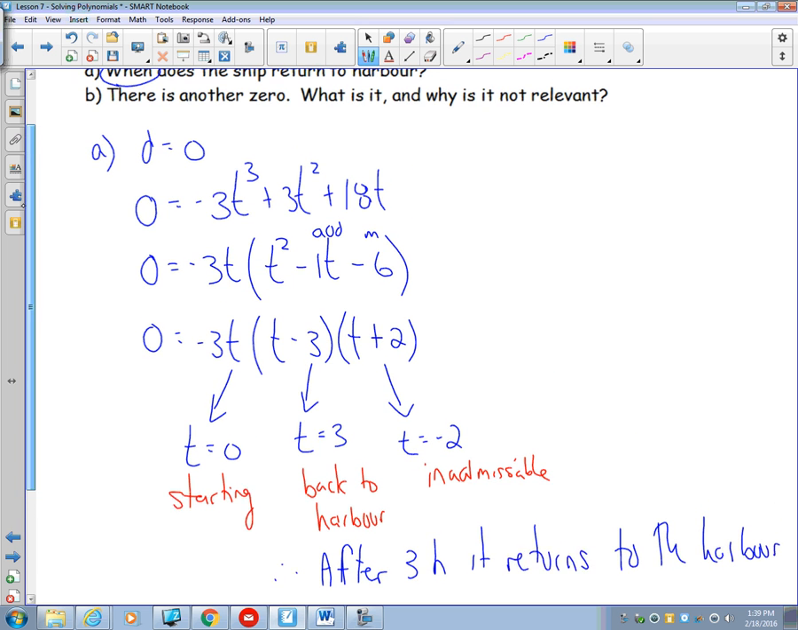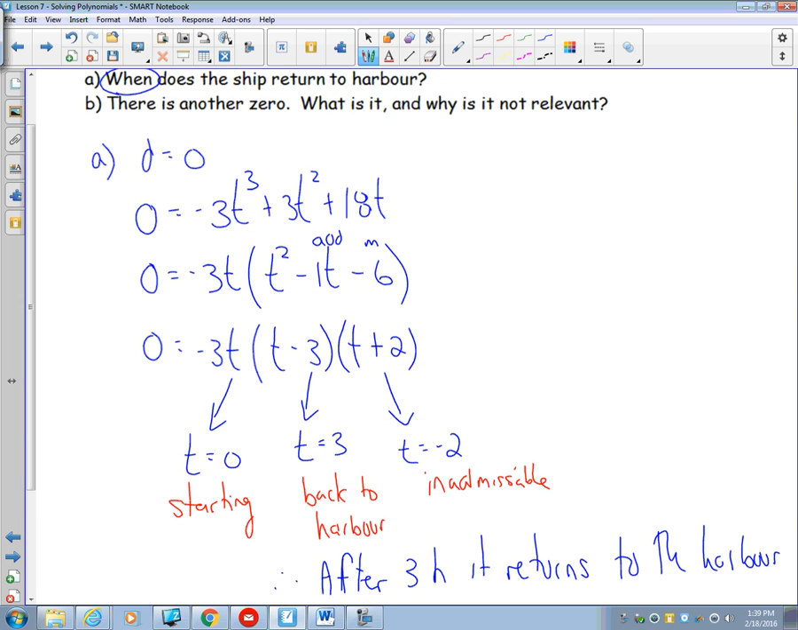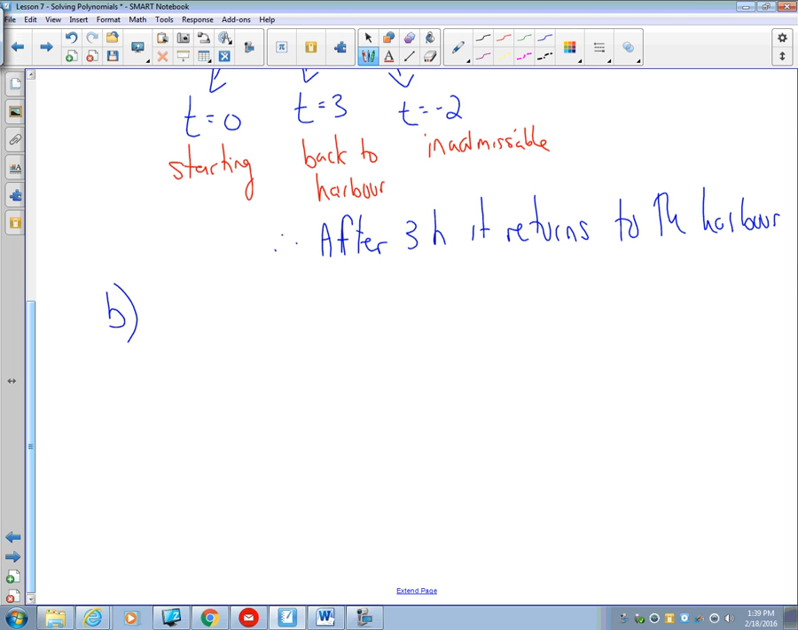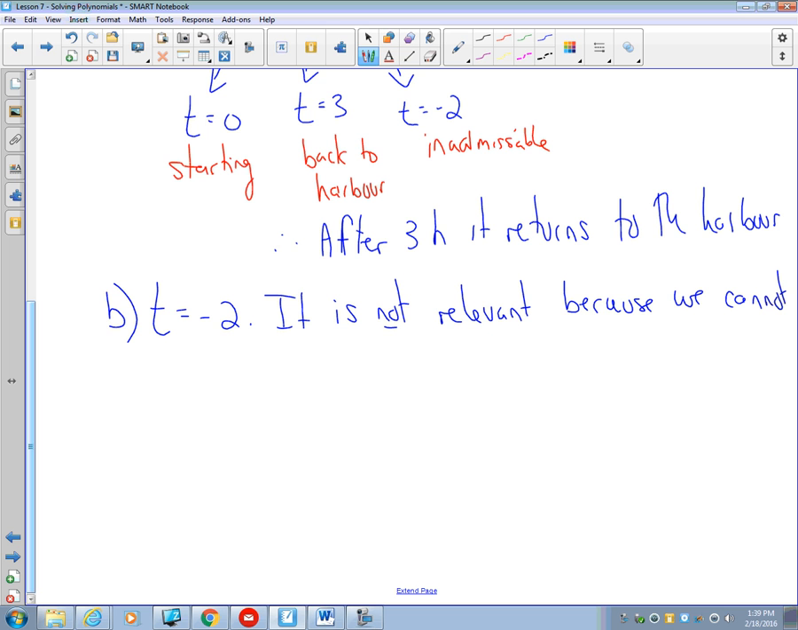Part B. There's another 0. Oh, what is it, and why is it not relevant? Well, we found the one already, right? We did that in part A here. So the irrelevant one is t equals negative 2. It is not relevant because we cannot have negative time, which we just mentioned a second ago. But then it's the answer part B.